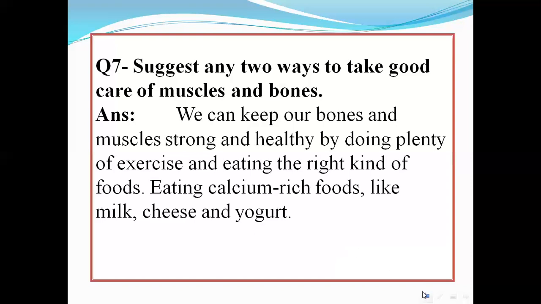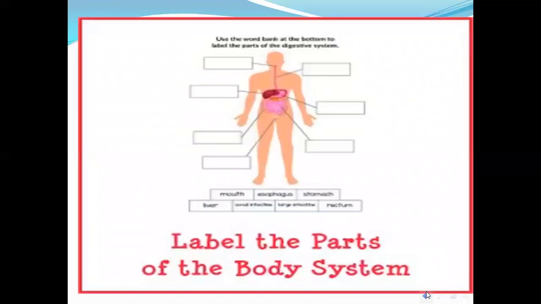Okay, I hope you understand all these topics, all these question answers, and all these exercises. This is the labelling of the parts of the body system in your book. On page number 3, the diagram is present. So draw it, and then label it.